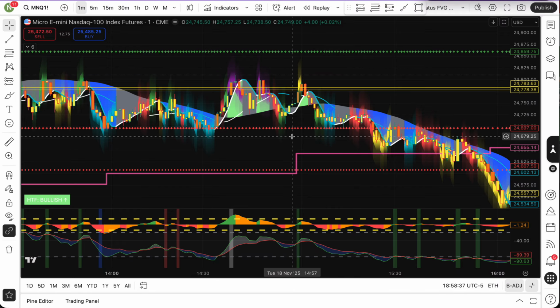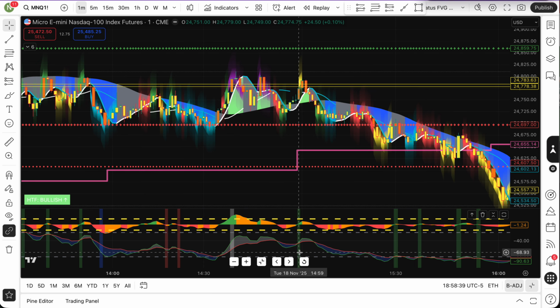So that is what we're looking at on the new BW Momentum Oscillator.